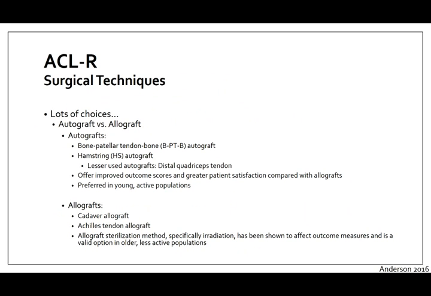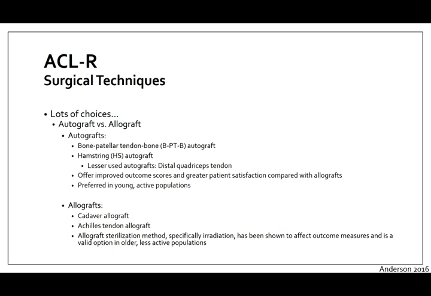Surgical techniques. There are a lot of choices. You can choose between an autograft or an allograft. The most popular autograft, or tissue that's harvested from yourself, is the bone patellar bone autograft, where they take the middle third of the patellar tendon, and they use that, and they harvest the middle third of the patellar tendon, but they stitch the outside 2/3 back together. There are complications with that.